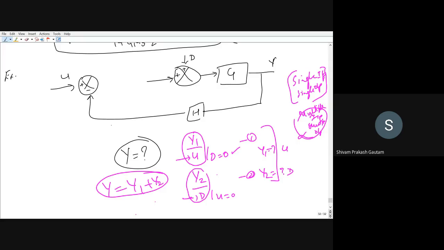This is our second case where we want U equal to 0. If U is equal to 0, then we can delete this summing point, right? Because there is no U, so we can delete it.